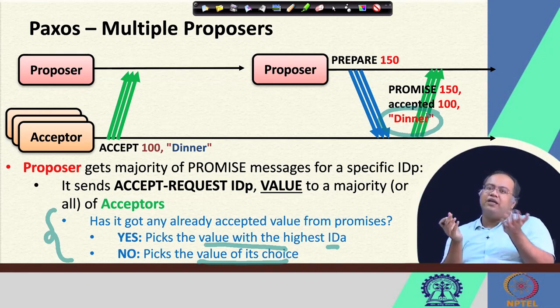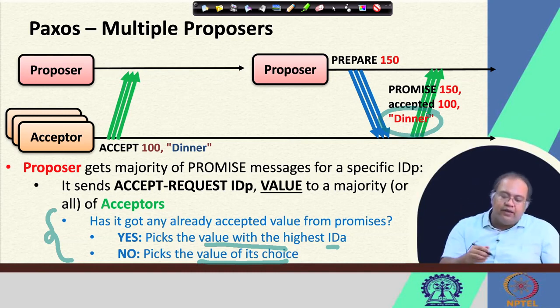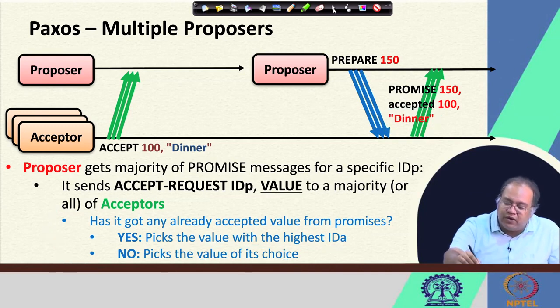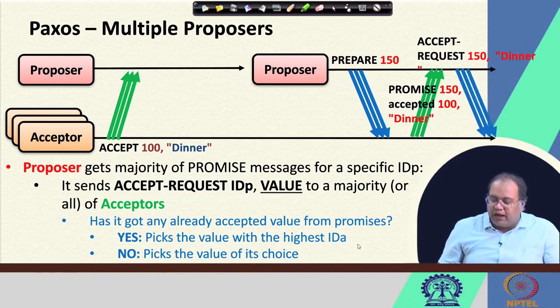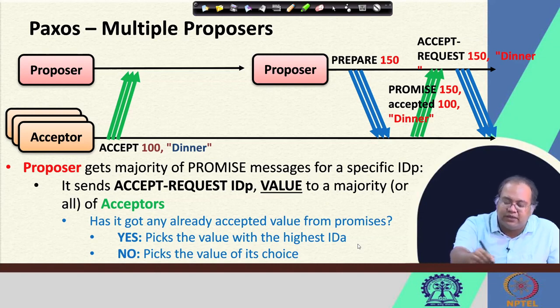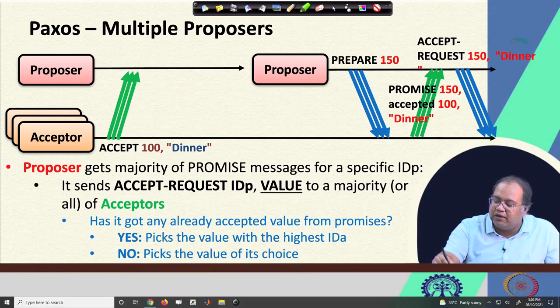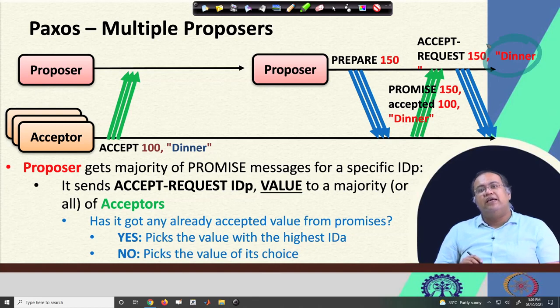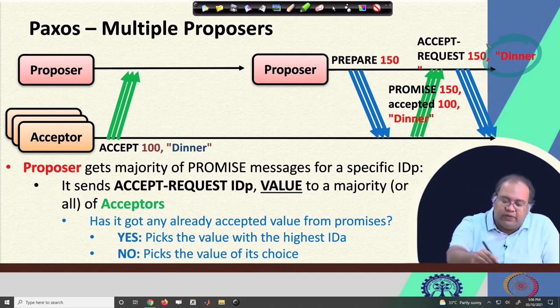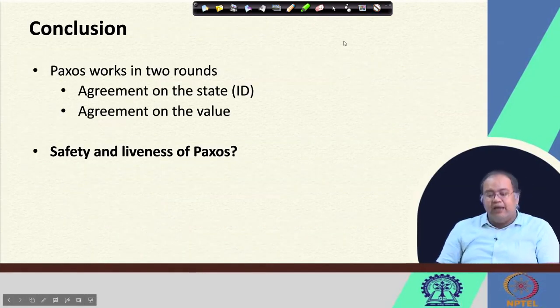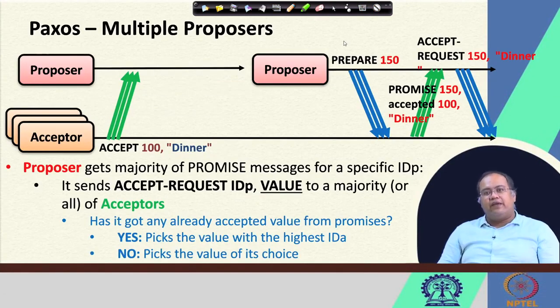From that information you get to know that the acceptors have already accepted something, so you cannot deviate from that value. If this particular scenario occurs, then it sends the accept request with that value only. It will not deviate from that value, it will send the accept request message for dinner itself. And the protocol progresses in that same way. Because we are not changing this particular dinner thing, it will go with dinner.